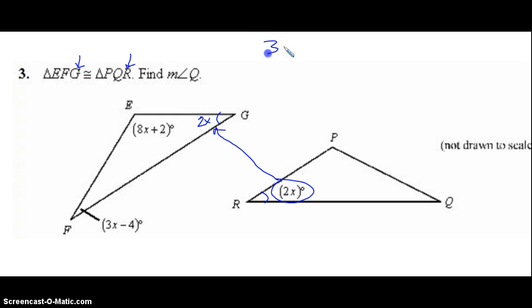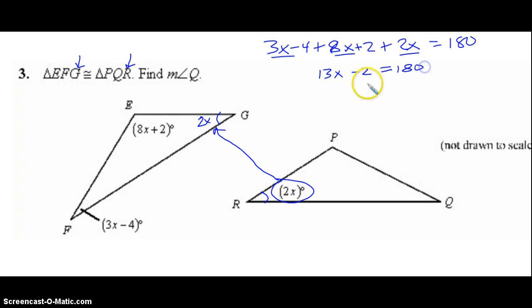So 3x minus 4 plus 8x plus 2 plus 2x equals 180 because they make a triangle. Then I'll combine like terms, so I'll get 13x minus 2 equals 180. And then I'll get 13x equals 182. And then when I divide that, I get x equals 14.